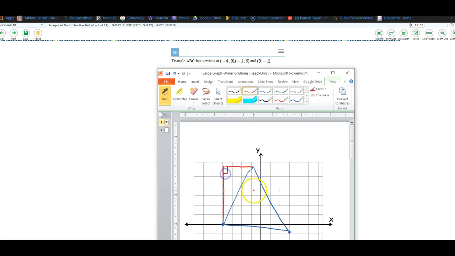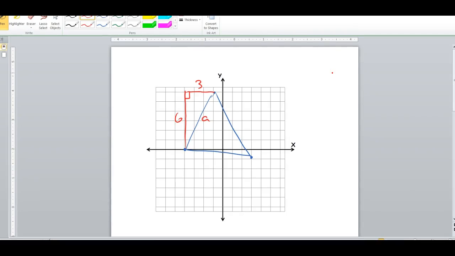So if I create a right triangle, I can count lengths vertically 1, 2, 3, 4, 5, 6, and 1, 2, 3. And if I call that side A, then I can calculate the length of side A by using Pythagorean theorem. So I know that A squared equals 3 squared plus 6 squared. So that's 9 plus 36. A squared is 45. That means A is the square root of 45.